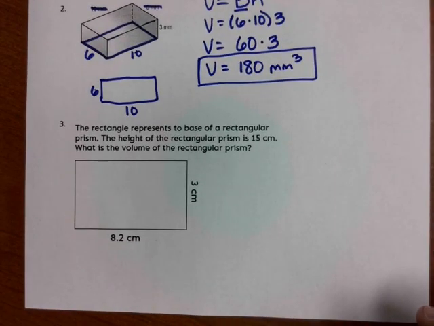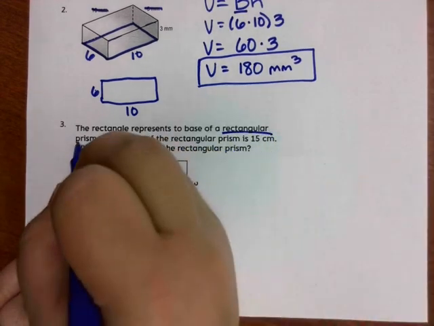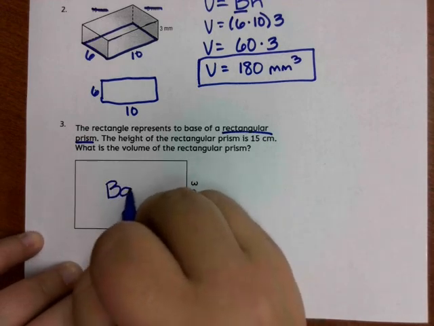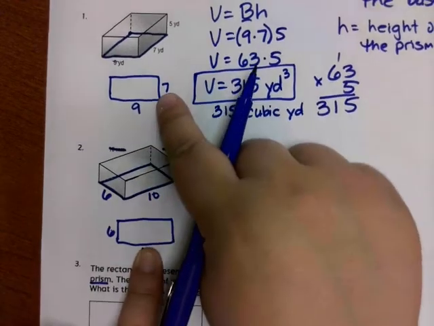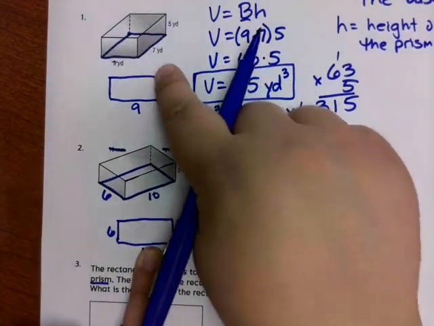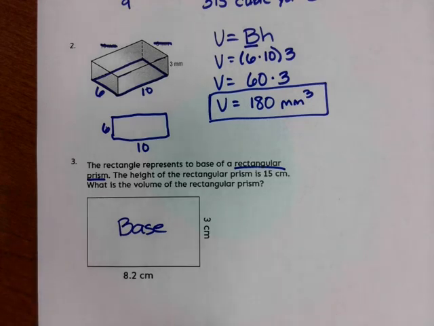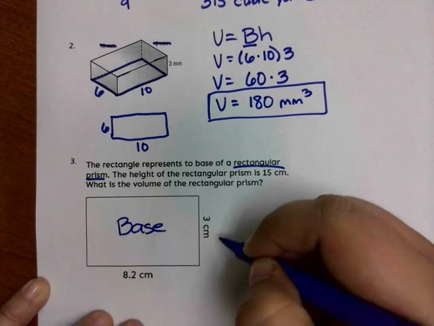The rectangle represents the base of a rectangular prism. So we are dealing with a rectangular prism, a 3D shape, but this right here is just the base. So this is what I drew here and here for these 3-dimensional figures. They just didn't give me a 3D box to look at. They told me we're dealing with the rectangular prism, but we're just going to give you the base, or the bottom of that shape. So 8.2 centimeters by 3 centimeters.